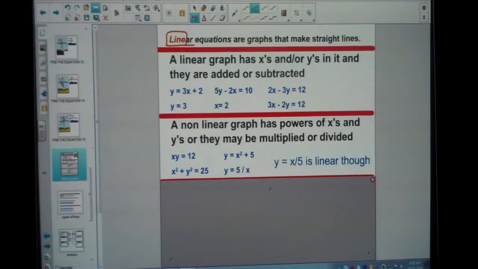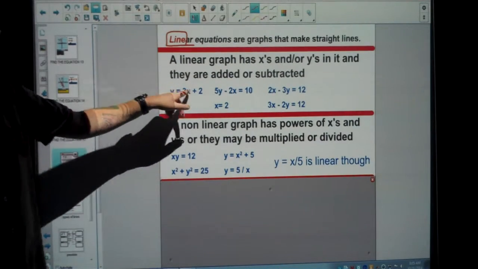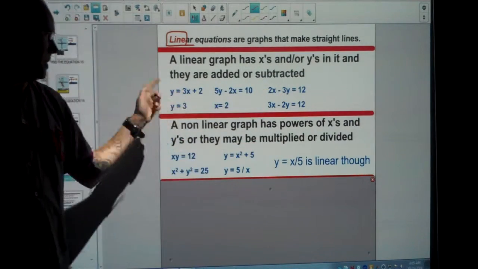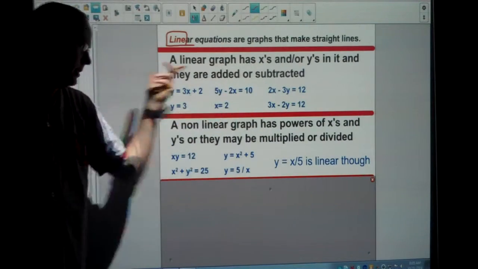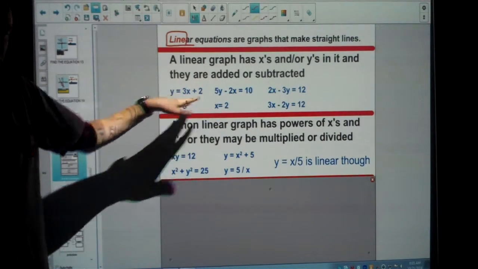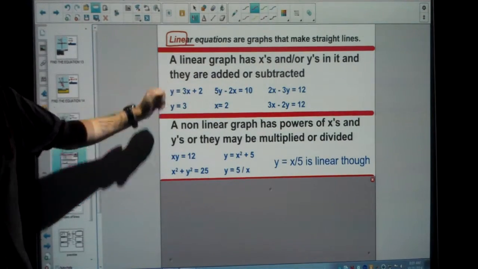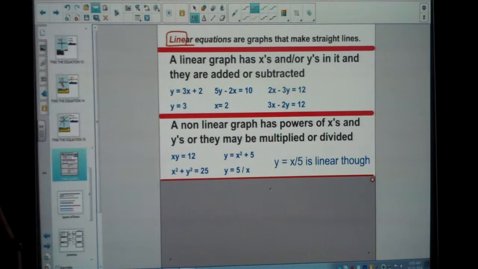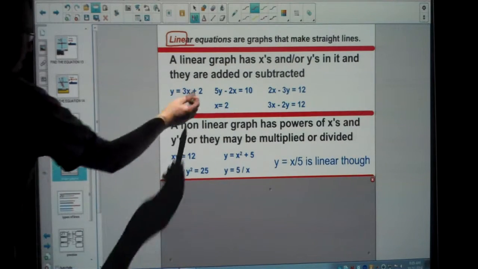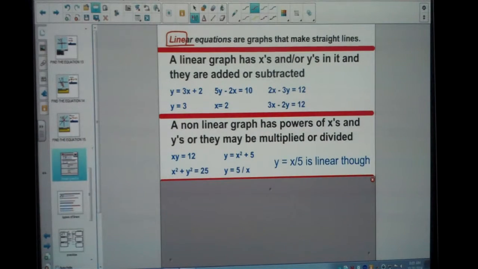Now, the way you can identify a linear graph is there's going to be combinations of y's and x's. They can be added together, they can be subtracted together. You can just have one of each. Remember, y equals 3 is that horizontal line, x equals 2 is that vertical line. And they would all be examples of linear graphs. And we have specific names for some of these, which we're going to talk about in a second.